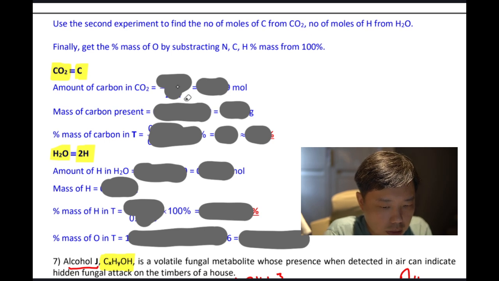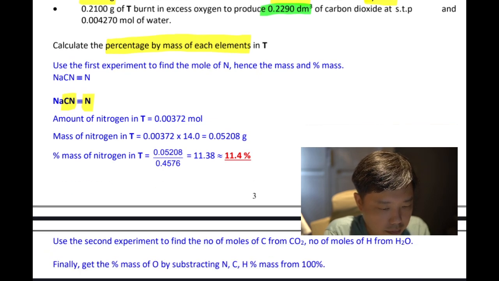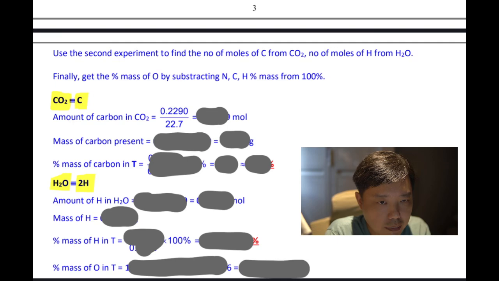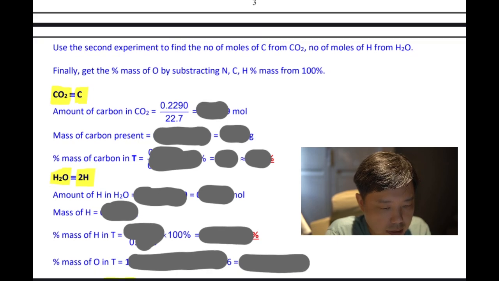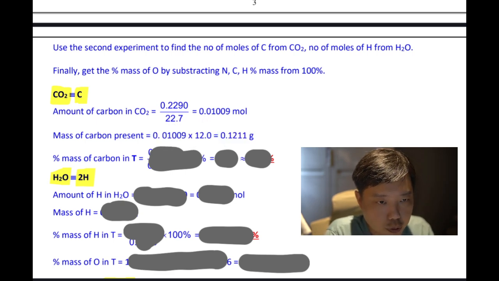So number of moles of carbon, we take 0.229. This is information given from the question here. So this is the volume of carbon dioxide. We divide by 22.7 because it is at STP, right? So this is the number of moles of carbon in carbon dioxide. Since the mole ratio is 1:1, we can just multiply by 12 to get the actual mass.